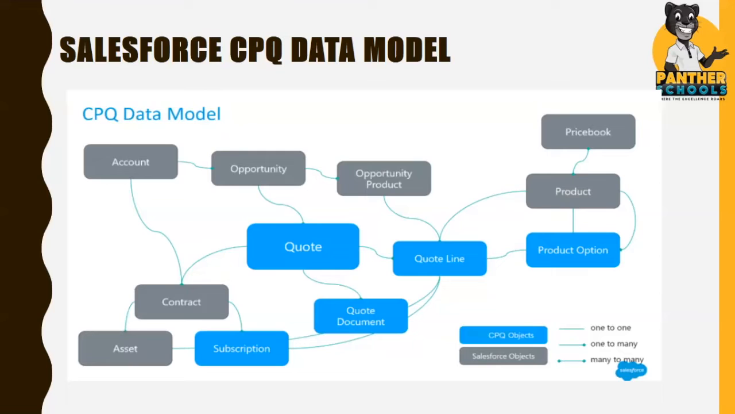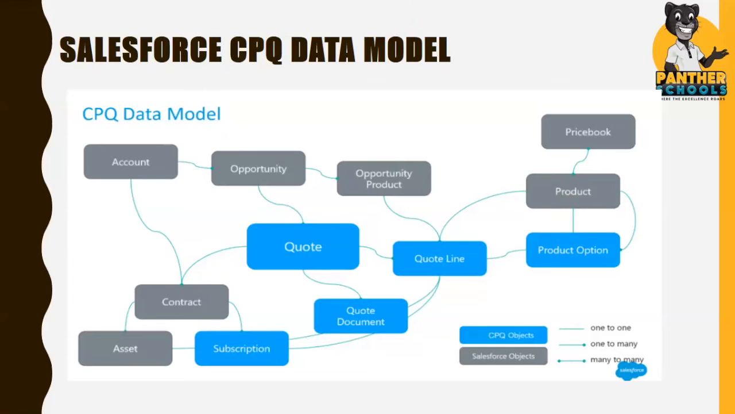Quote line, quote document is different one. So from here only now, so how do you define this? Okay, this is a standard quote object, and this is the custom CPQ quote object. So you will see these things in the quote object also, if the prefix is all about SBQQ.